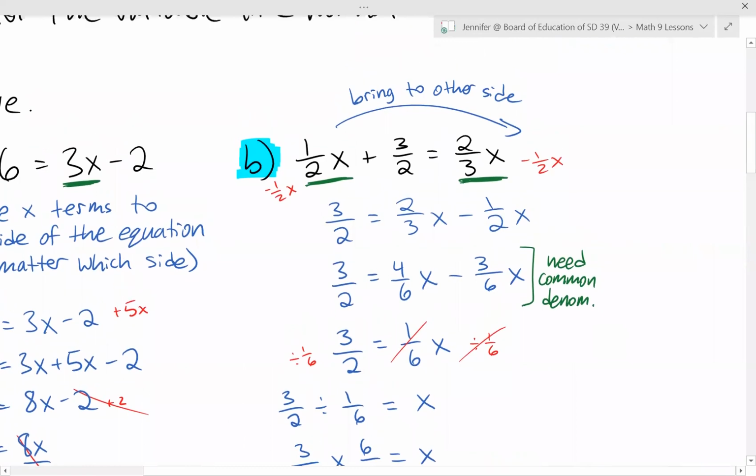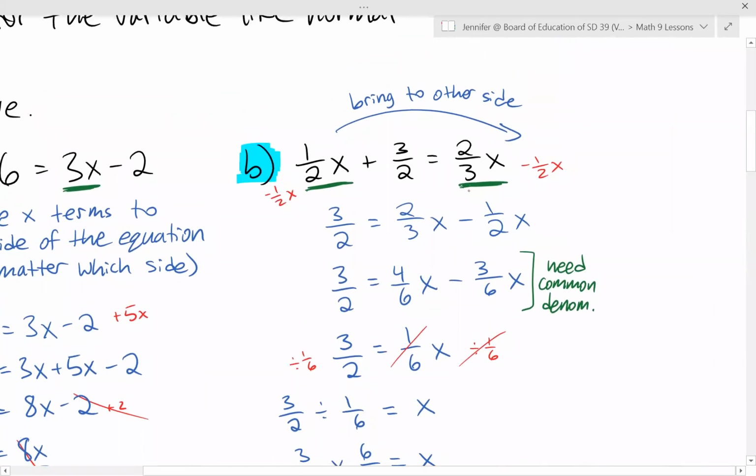Another example here, we've got some fractions. Again, it doesn't matter which side you bring all the variables to. In this case, it makes sense to bring this term over to the other side, because if you do it the other way, if I bring this over here, then I'll have nothing left on that side. I'll just be left with 0, and that can be a bit confusing. So I'll bring the 1/2x over to the other side, and I'll do that by subtracting both sides by negative 1/2x, the opposite of this.